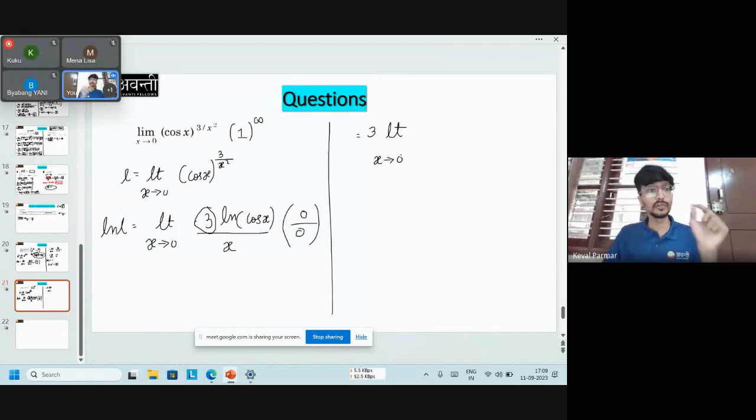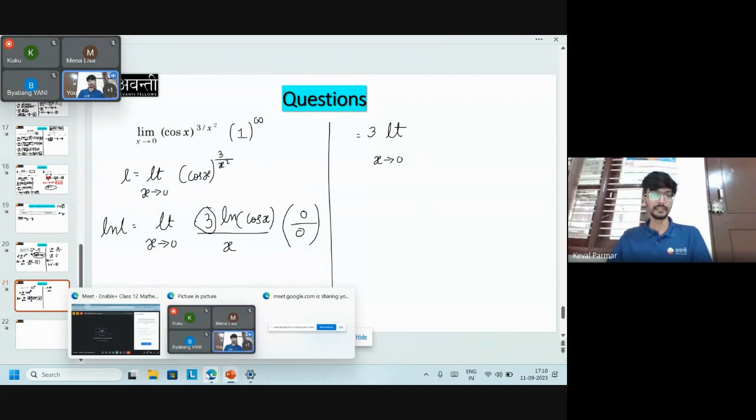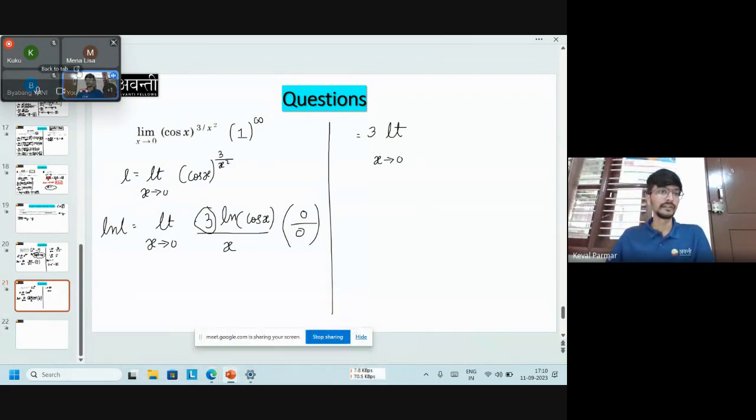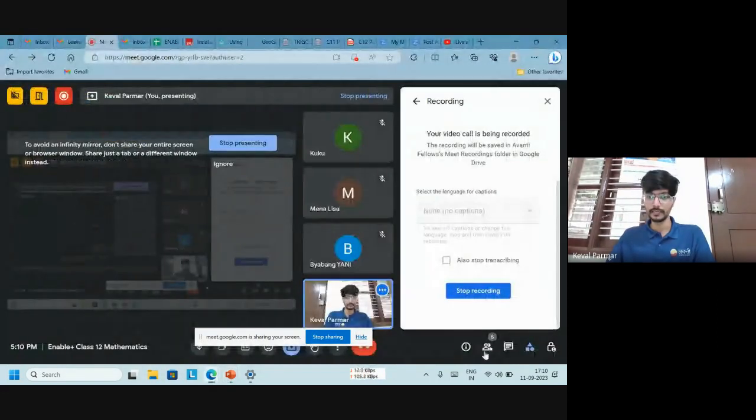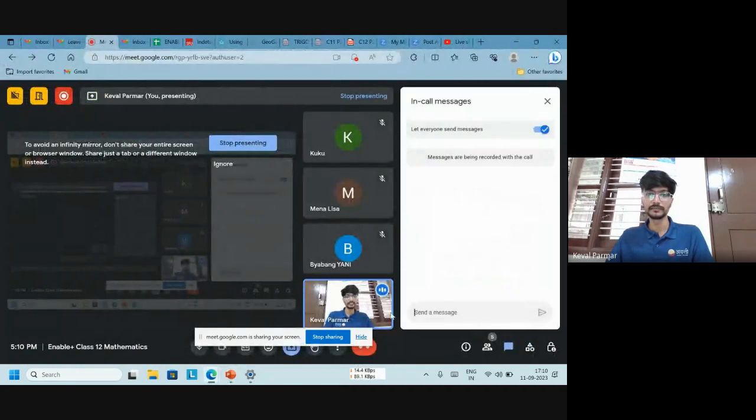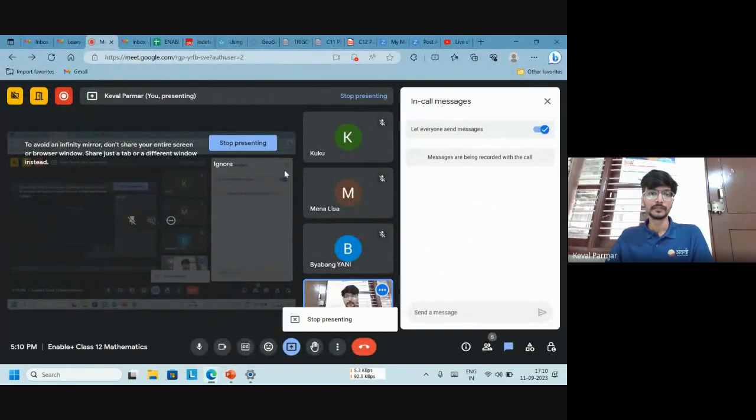Now, do you know the differentiation of ln cos x? Anyone? Differentiation of ln cos x. Differentiation of ln cos x.